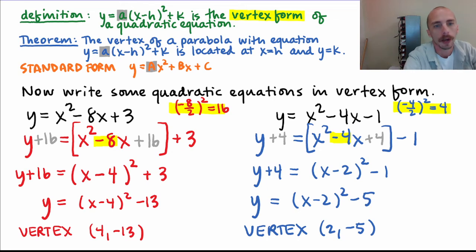All right, there it is. So I completed the square by dividing that -4 in half and then squaring it, so I added 4 to both sides. And then I factored and subtracted the 4 away, and I got my vertex at x equals 2 and y equals -5.